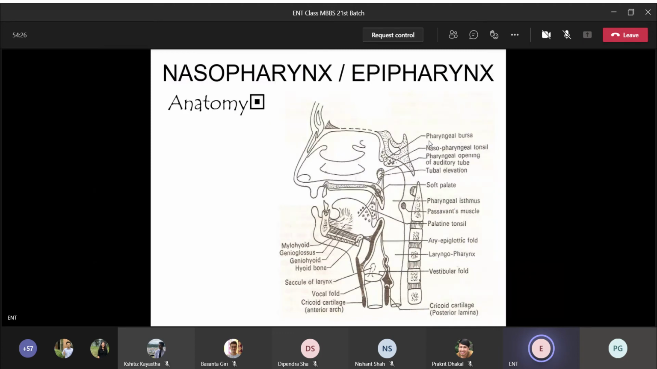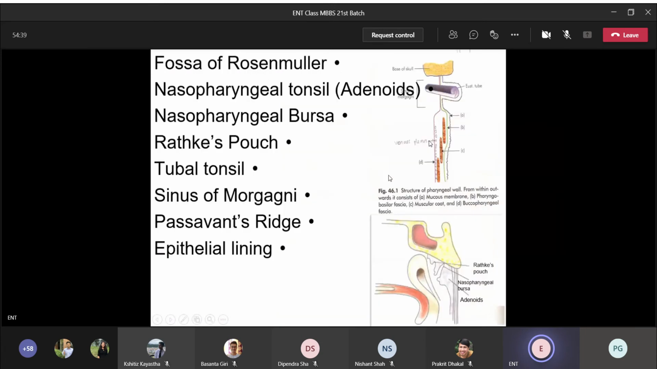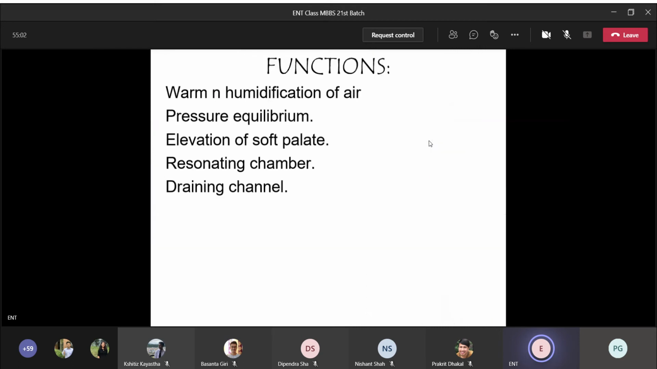Now the pharynx is divided into 3 parts: nasopharynx, oropharynx, hypopharynx. The upper one is the nasopharynx or epipharynx, which lies behind the nose. This is the nasopharynx. In the nasopharynx, the structures present are the fossa of Rosenmuller, which is the common primary site for carcinoma of the nasopharynx. Others are the nasopharyngeal tonsil, also known as adenoids, nasopharyngeal bursa, Rathke's pouch, tubal tonsil, sinus of Morgagni, Passavant's ridge, and epithelial lining.